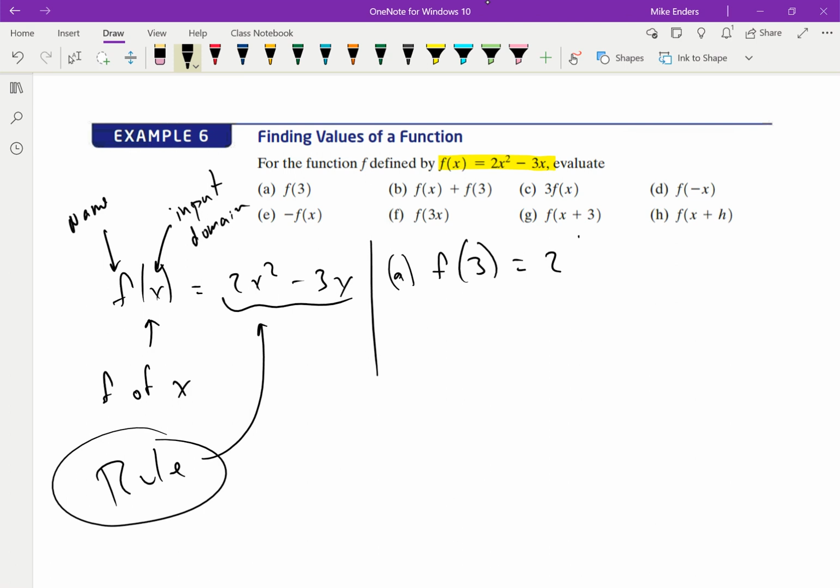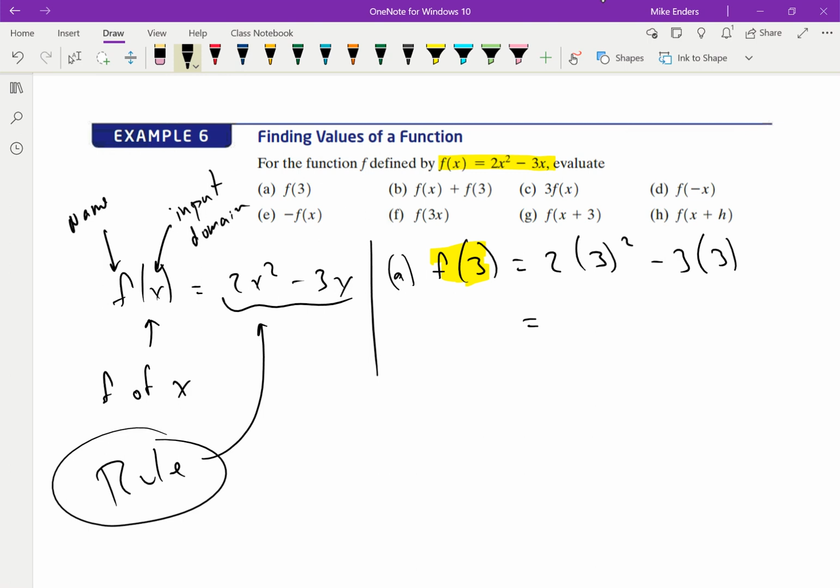So I'm going to take 2. I'm going to take my input here. I'm going to square the x, so square the 3. I've got minus 3 times, and I'm going to multiply by that 3 also. So what we end up with is we say, okay, function f, take 3, do some stuff with it. So what do we end up with?